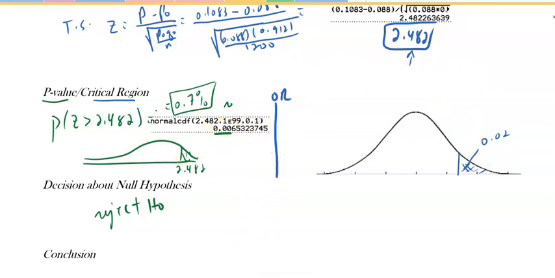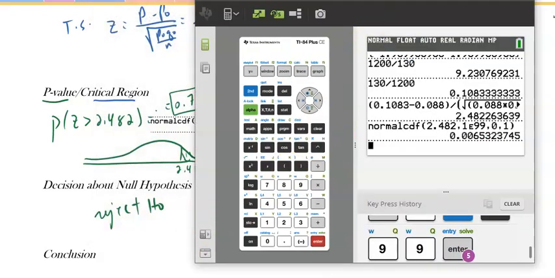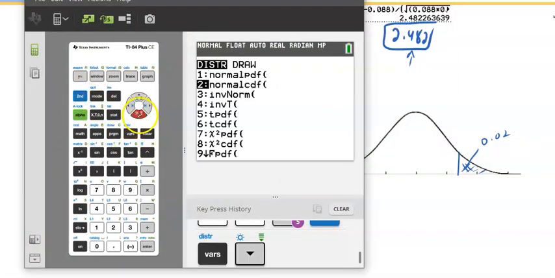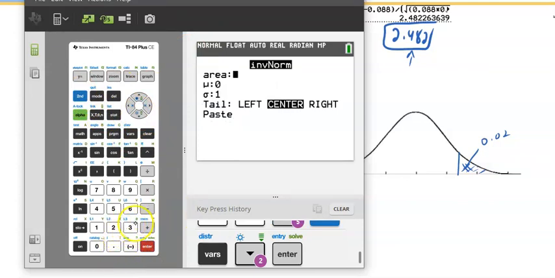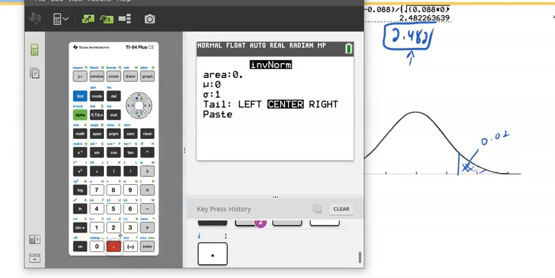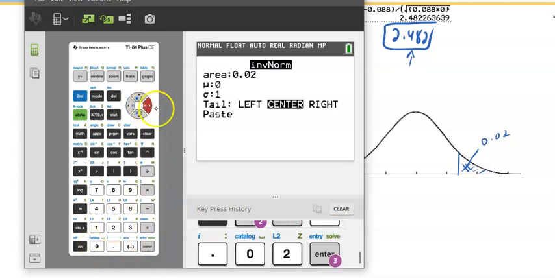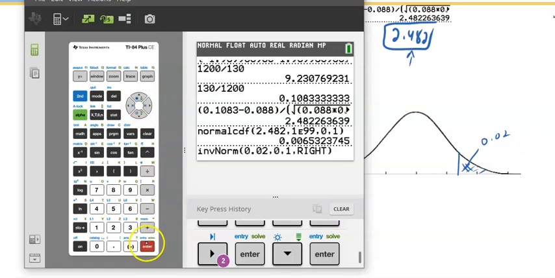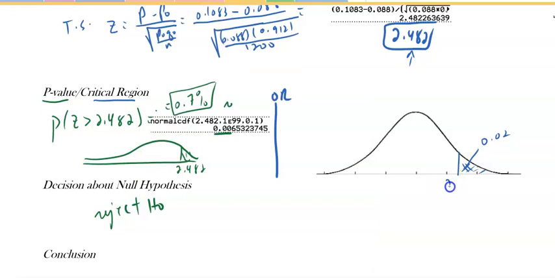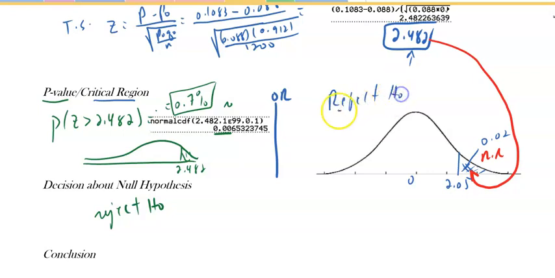So if I take my calculator, oops, wrong calculator, my mistake. If I go for my inverse normal distribution, I'm looking for an area of 0.02, and it's a right tail. Whoops. And it's telling me the cutoff. The cutoff is 2.05. This is the cutoff. So I take this number and I notice that that number is to the right. So it falls in the rejection region. So because of that, I reject the null hypothesis.